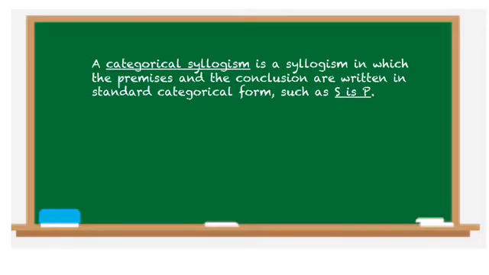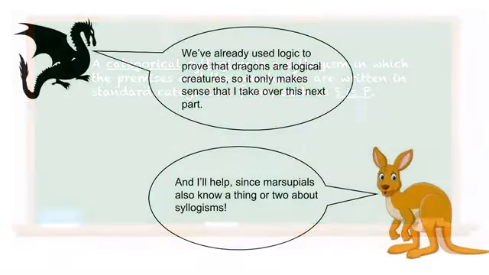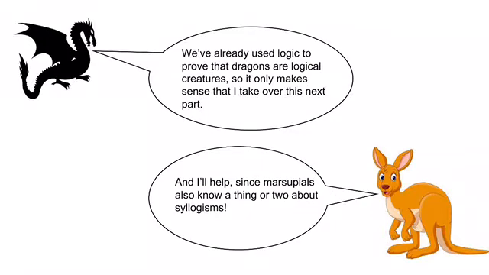as S is P. And once again, we've got our Logic Dragon and our little kangaroo who come back in, and Dragon says, we've already used logic to prove that dragons are logical creatures, so it only makes sense that I take over the next part. And Kangaroo says, and I'll help, since marsupials also know a thing or two about syllogisms.